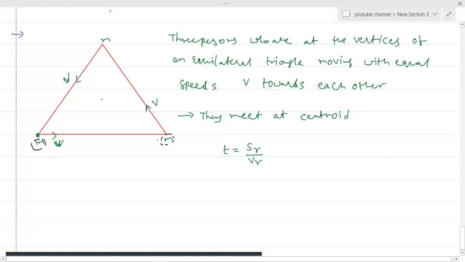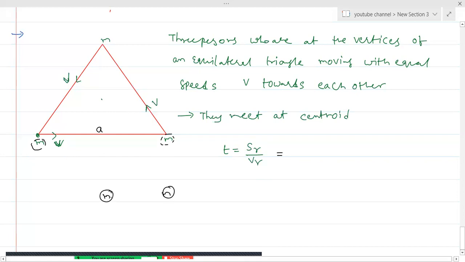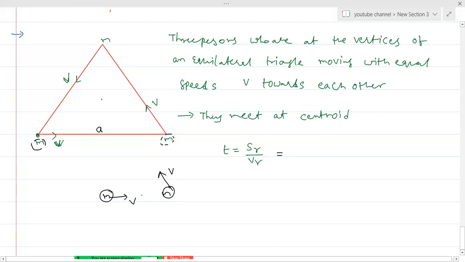So these 2 persons are also meeting. For example, their separation is a. So I'm taking their separation, or we will understand this again. This is m and this is m. Now this is moving with a speed v and this is moving with a speed v. So therefore I'm taking its component as, let us say, v cos 60 degrees.